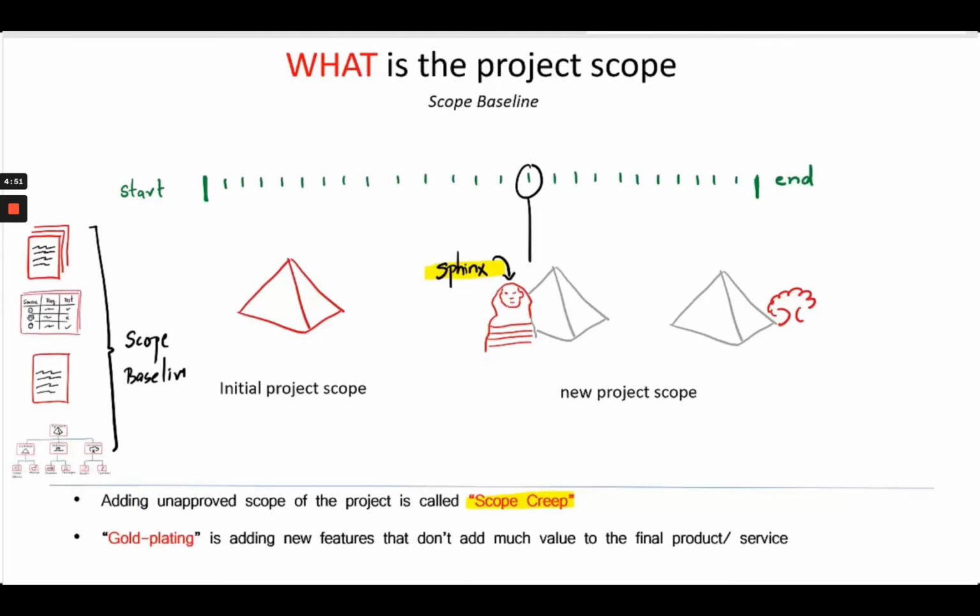Well, it's a different story in this case. You may have no choice to build it since it is coming straight from the pharaoh. And if you didn't do it, the consequences may be dire to you as a PM.